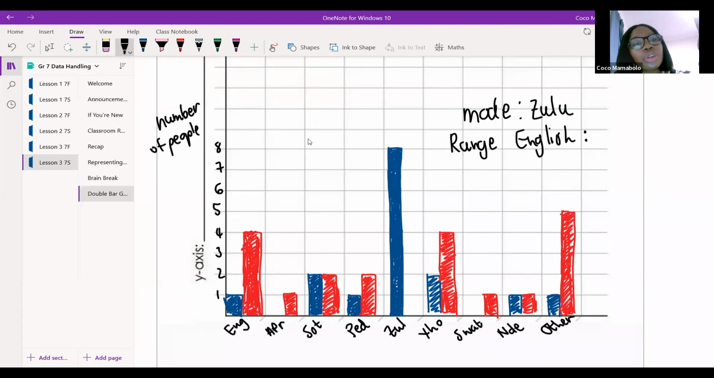Good. Now I want to know, Riabetui, the range of boys to girls who speak English. What is the biggest number? The girls, right? How many girls speak English? 4. And how many boys speak English? 1. Good. So my range for English is 3. Oh, it's not 3. 4 minus 1. How much is that going to give me? 3, exactly. So 3 more girls than boys.